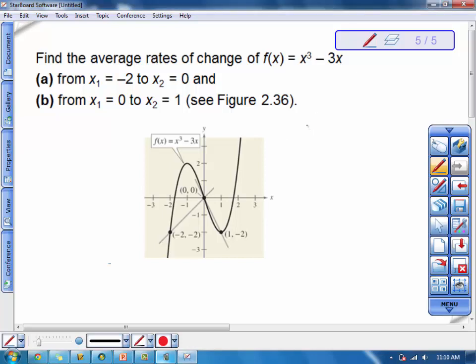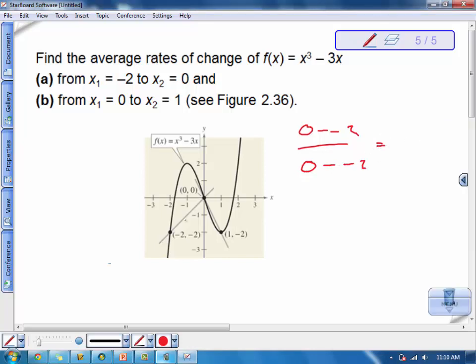I'm going to take y2 minus y1 over x2 minus x1. Just use these points, 0, 0, and -2, -2. This gives me 2 over 2, which gives me 1. So no matter what point you choose as x1, y1, you can switch the 2 points up. Either way, you're going to get a slope of 1 for this line right here.